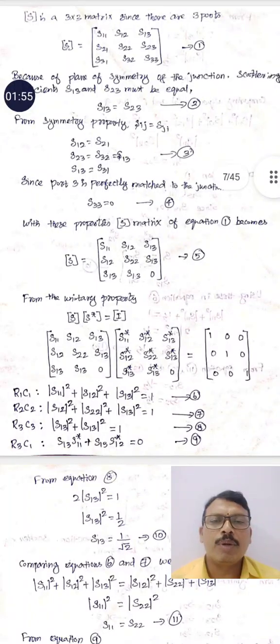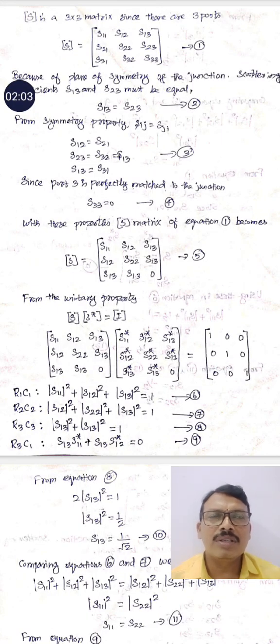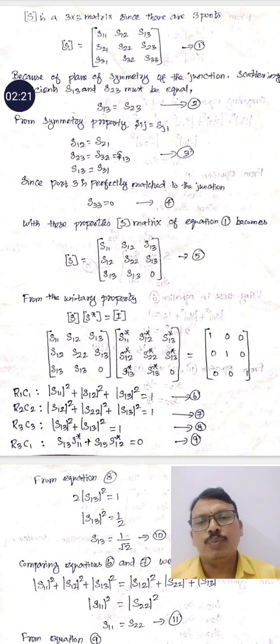Next, the symmetry property: Sij equals Sji. If you interchange columns and rows, the S matrix does not change any values. That is called the symmetric property. S12 equal to S21, then S31 equal to S13, S23 equal to S32, that is also equal to S13. This is referred to as equation number 2.